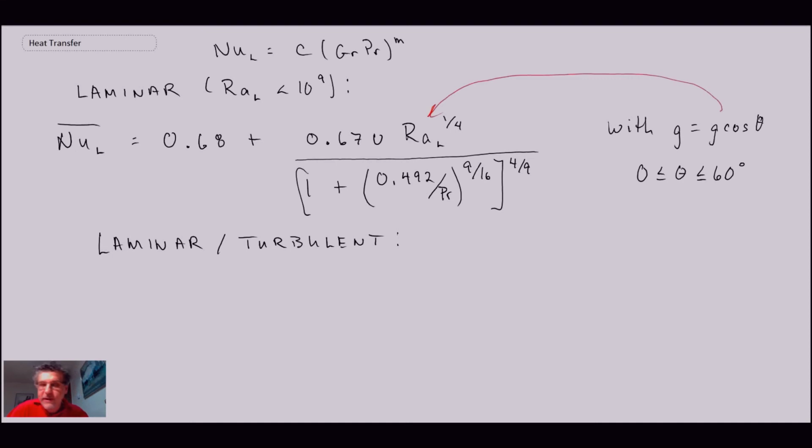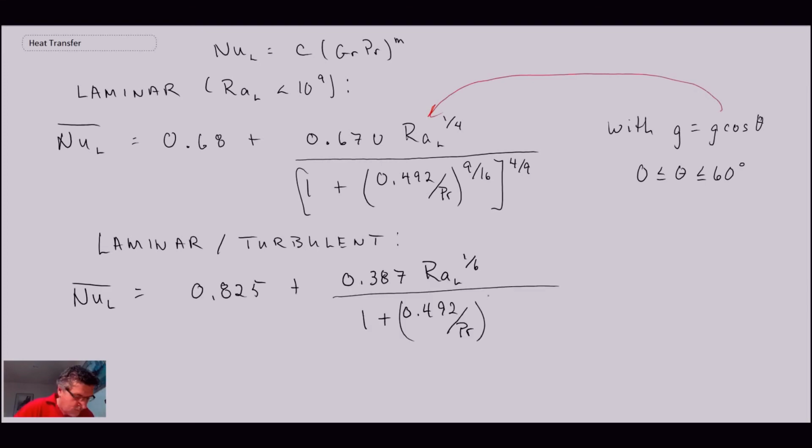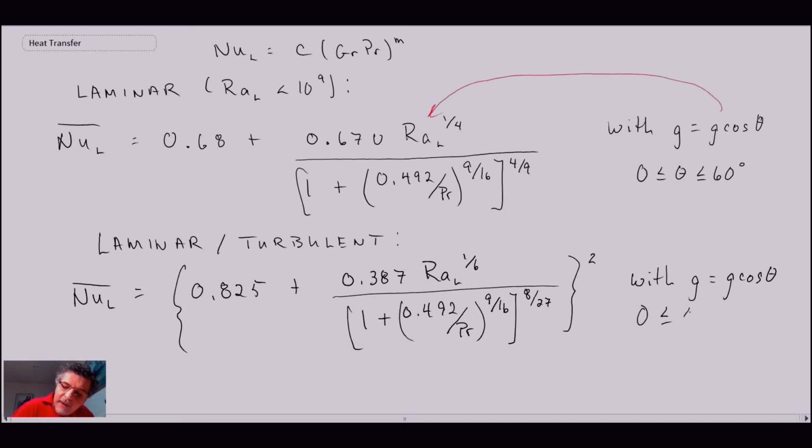And then if you have the other correlation that extended to laminar and turbulent, this was the correlation that would pertain to a wider range of Rayleigh number. And this is with, again, g equals g cos theta, and theta ranging from 0 up to 60 degrees. So that is how you handle an inclined surface over this angle range.